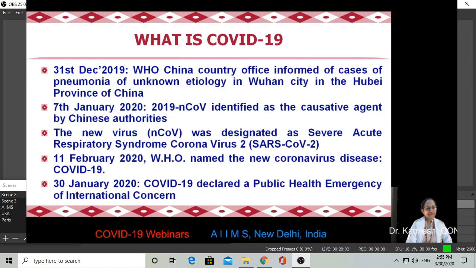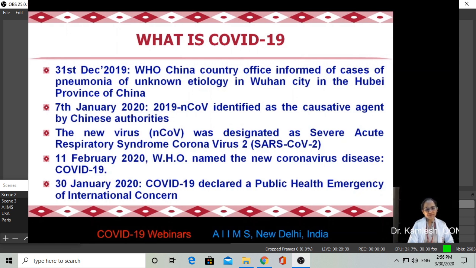So on 31st of December 2019, the WHO China Country Office was informed of cases of pneumonia of unknown etiology in Wuhan city in the Hubei province of China. On 7th January 2020, a novel coronavirus was identified as the causative agent by Chinese authorities. The new virus was designated as severe acute respiratory syndrome coronavirus 2, that is SARS coronavirus 2. On 11th February 2020, WHO named the new coronavirus disease as COVID-19.